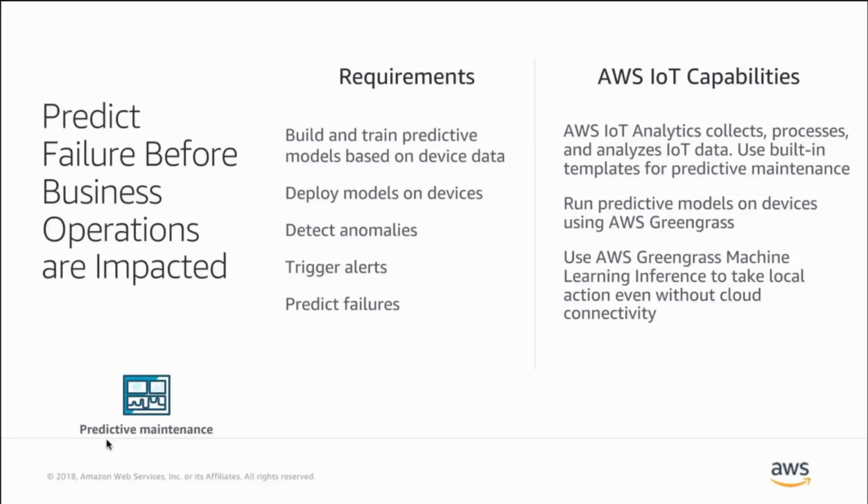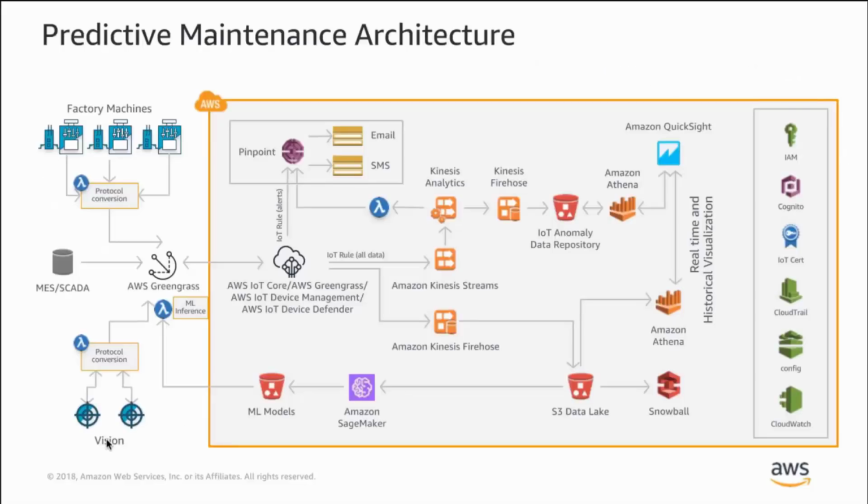Now we'll jump into a predictive maintenance architecture that has been used by some of our customers. This is one before the IoT Analytics service was available. And if you have a look, you've got sensor data ingested at the top left there from factory machines. It's ingested from things like MES and SCADA systems. That data is then routed to a gateway running Greengrass.